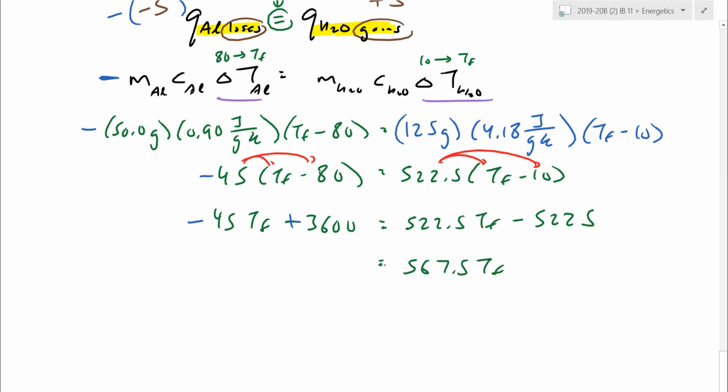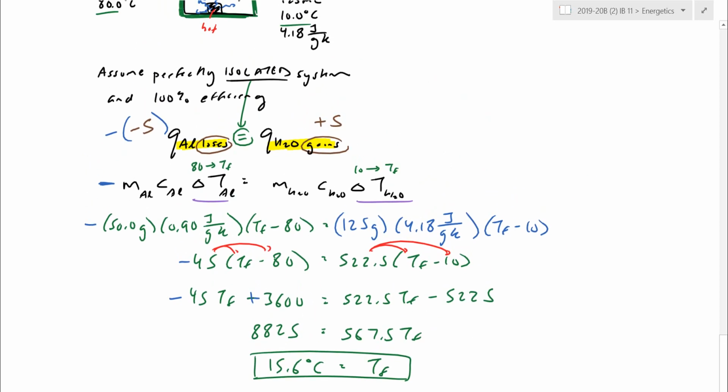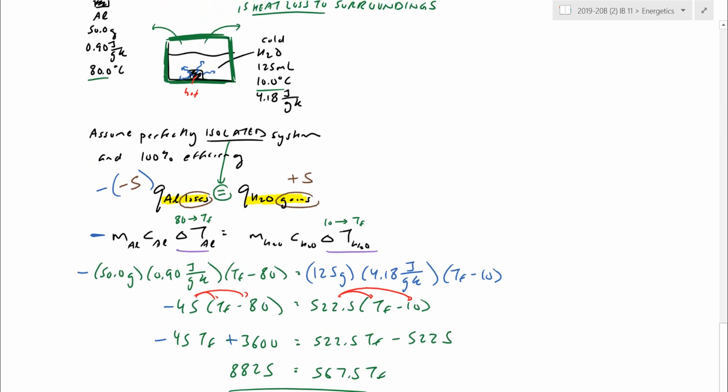And then we're going to have, what's 3600 add 5225? That's going to be 8825. And then we have as our final temperature, cross our fingers here, 567.5. This gives me here 15.6 degrees, give or take 16 degrees. So phew. At least the aluminum goes from 80 down to 15. It loses some 60 degrees or so. Water goes up 10 to about 16.